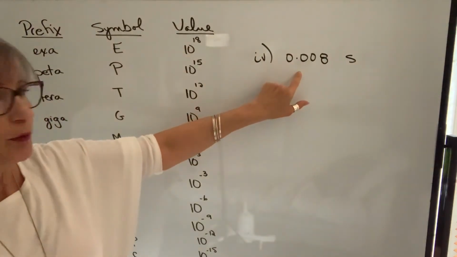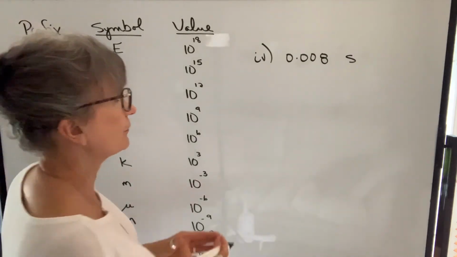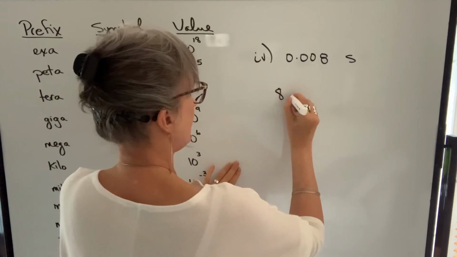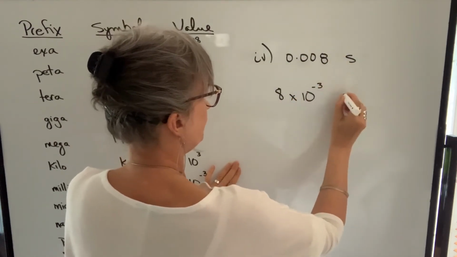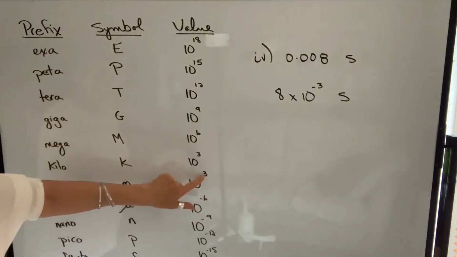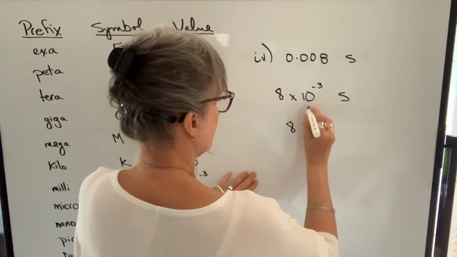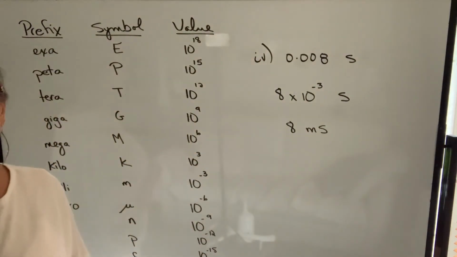In our last example, we have 0.008 seconds. Let's write this in engineering notation first. So I move my decimal point 3 places at a time. I will have 8 times 10 to the, I'm moving to the right, so it will be a -3. 10 to the -3 is equivalent to milli, so I can replace 10 to the -3 with milli. So my measurement would be 8 milliseconds.